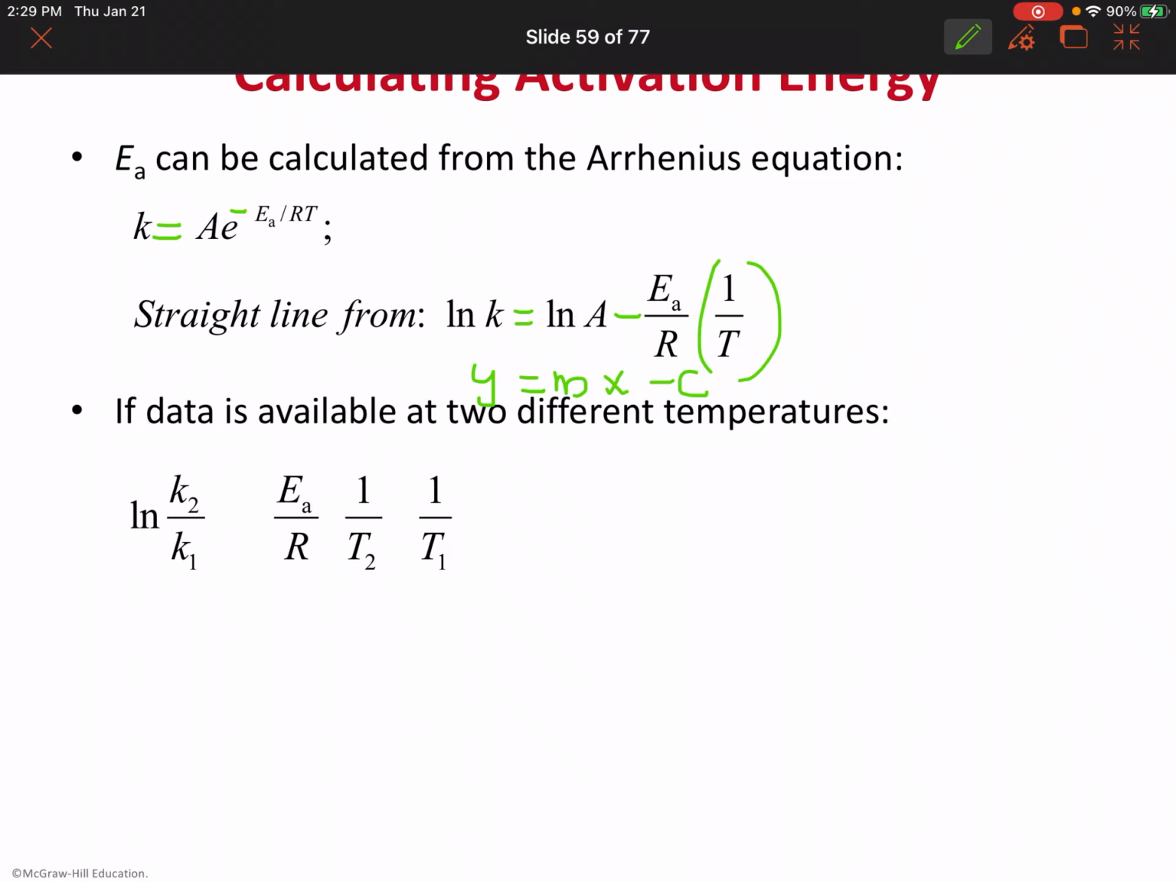If data is available at two different temperatures, let's say we have a rate constant for two different temperatures, we can also use this equation to find the activation energy. ln k2 over k1 equals negative Ea over R times (1 over T2 minus 1 over T1). So this is going to be the equation if you have two different temperatures, T1 and T2, and k2 and k1. Okay.